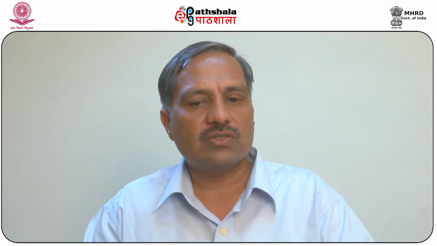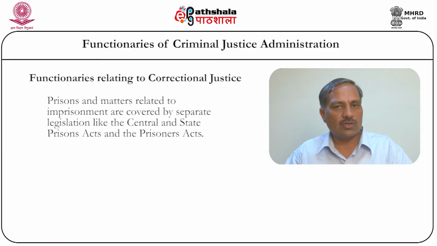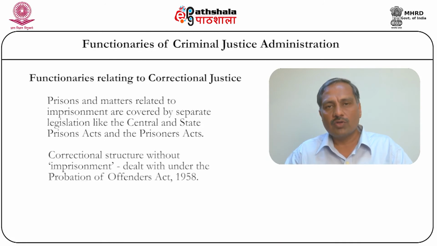When we go to the post conviction stage, we find that there are functionaries relating to correctional justice, and this correctional justice is in prisons or other institutions. They are covered by central and state enactments relating to that area. Those are the Prisons Act as well as the Prisoners Act. And wherever you are resorting to a correctional structure other than imprisonment, we have the Probation of Offenders Act of 1958, which deals with probation and different ways in which a person being put under probation can be dealt with.